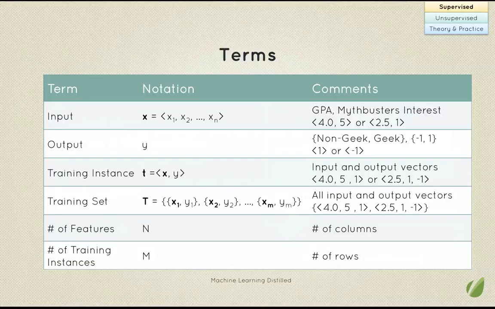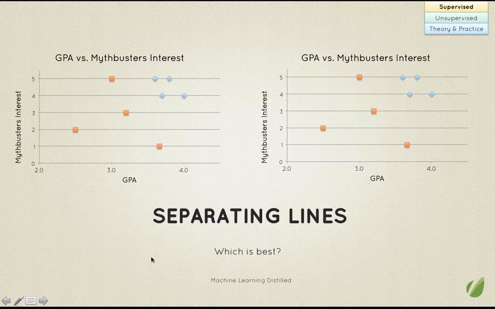These are the important terms that we'll be using in this lesson. We'll have our input vector x and output classification y. Our training instances are the vector x combined with the output class y. The training set is the set of all training instances that we have input to output mappings for. We'll have n features, that's the number of columns in the data set, and we'll have m instances, which is the number of rows.